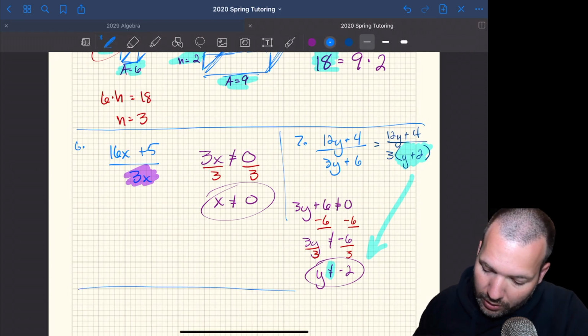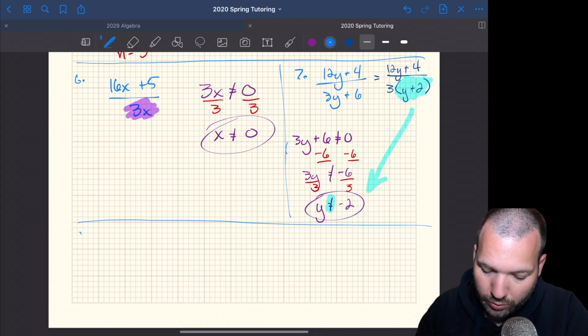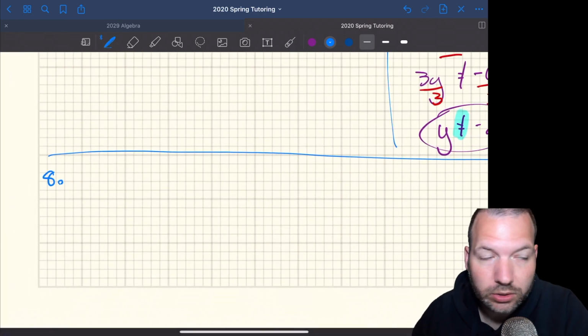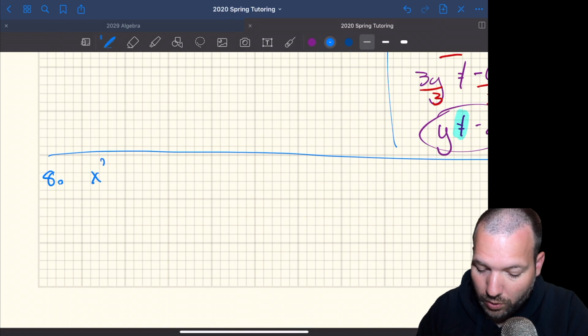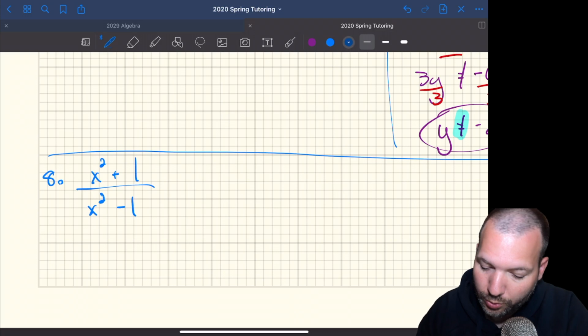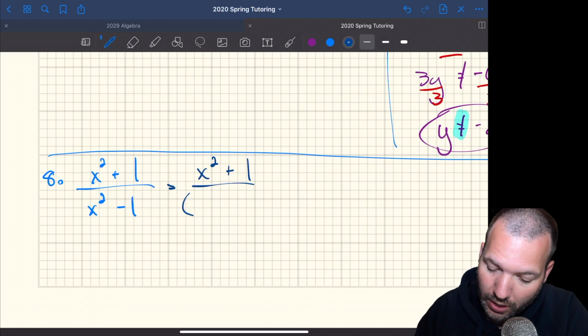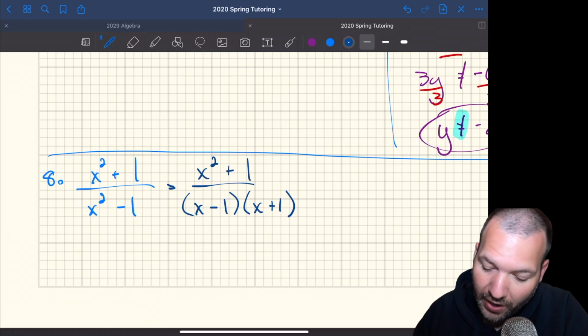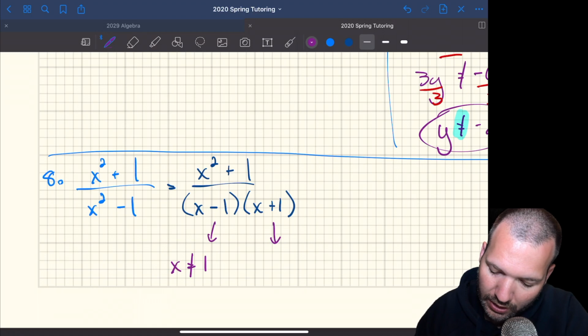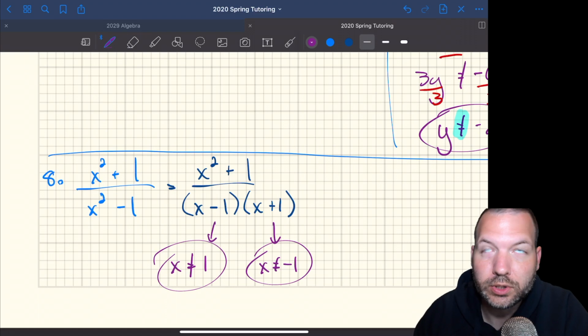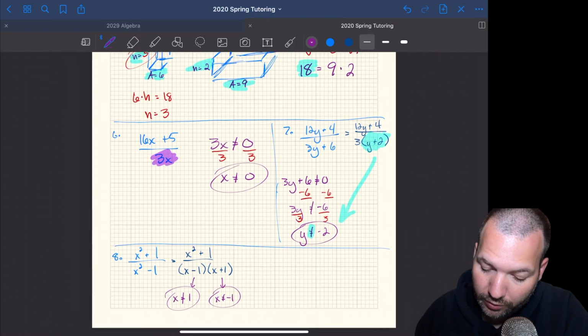If we do the same thing on number 8, do we have room? I don't know. Living on the edge. x squared plus 1 divided by x squared minus 1. Numerator makes no difference. Let's just leave it x squared plus 1, although it's actually not factorable anyway. But the denominator is that difference of squares pattern. So we're going to factor that, x minus 1, x plus 1. Where would these cause me problems? x cannot be 1. x cannot be negative 1. And so those are the excluded values for number 8.